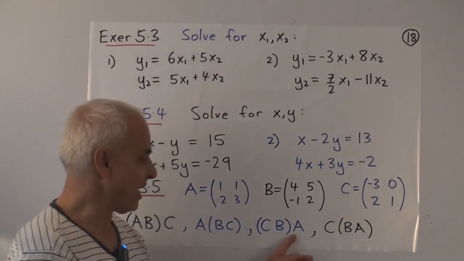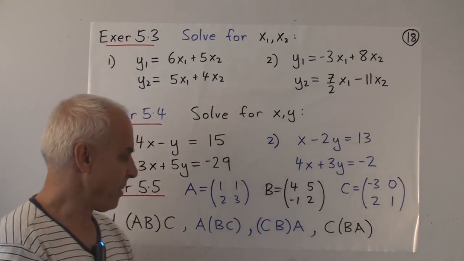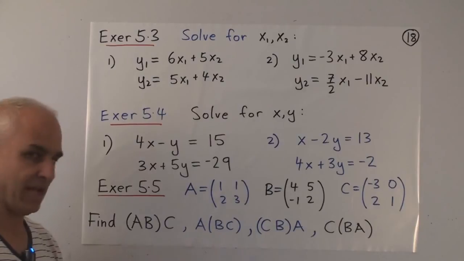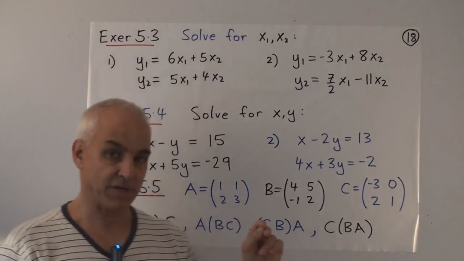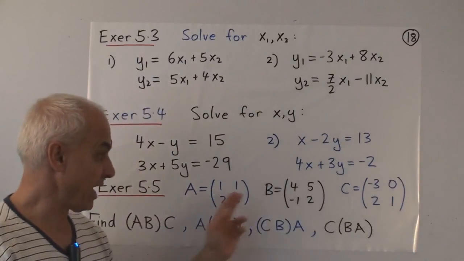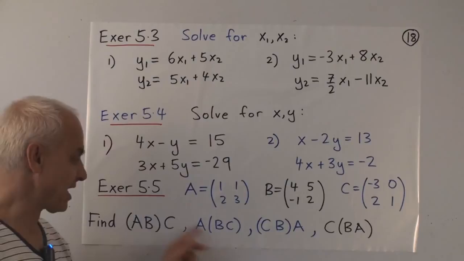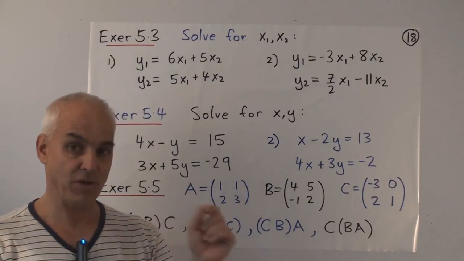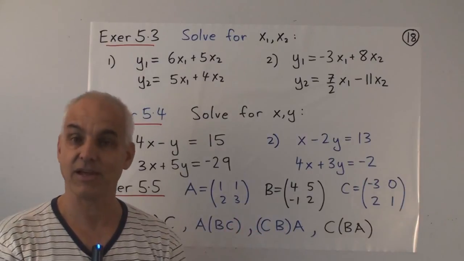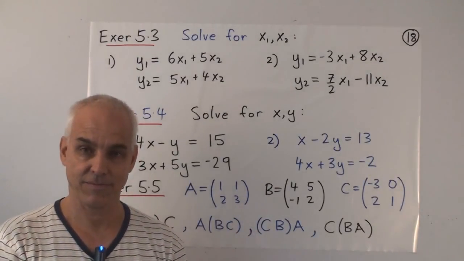And also CB times A and C times BA. These should also be the same. But these don't necessarily have to be the same as those. You can practice more matrix arithmetic by choosing any three matrices that you like and computing this kind of product for those three matrices. And they should always be the same. It's a check to see if your arithmetic and your understanding of matrix multiplication is right on.